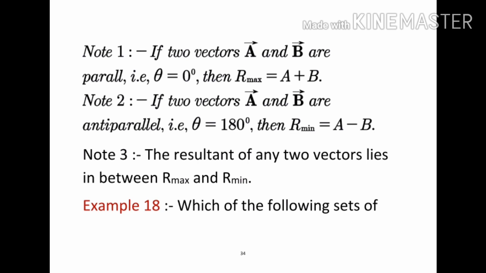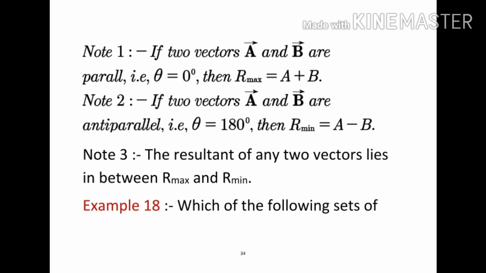Sometimes only the vectors' magnitudes are given and the angle between them is not given. In that case, to guess the resultant of the two vectors, we are using note 3. That is, the resultant of any two vectors lies in between R max and R minimum. So based on this, we are taking examples.